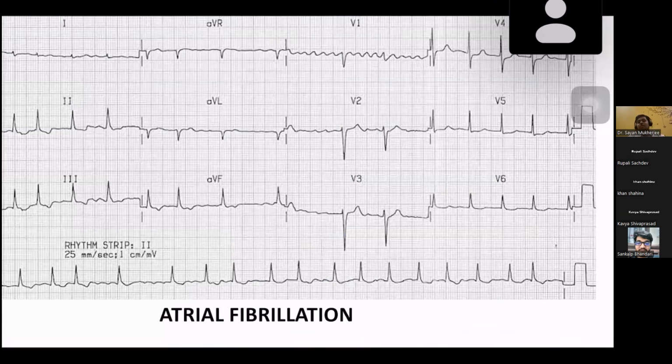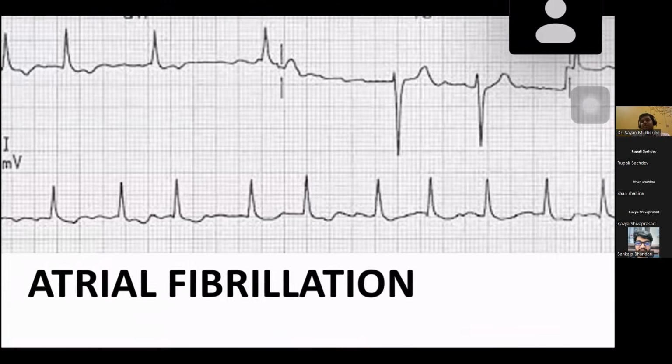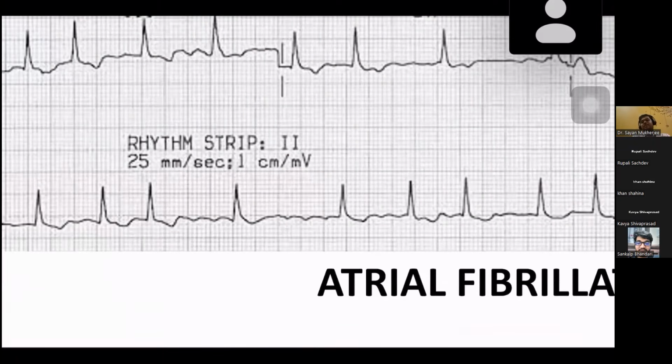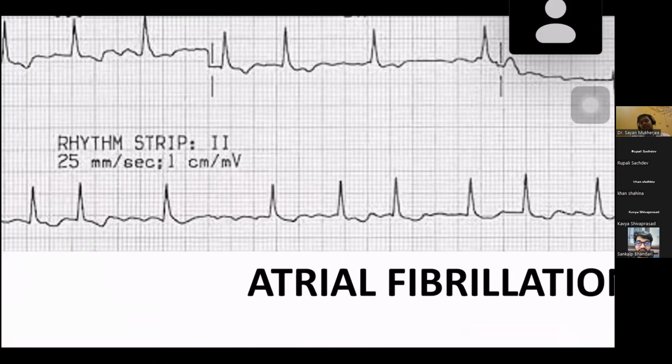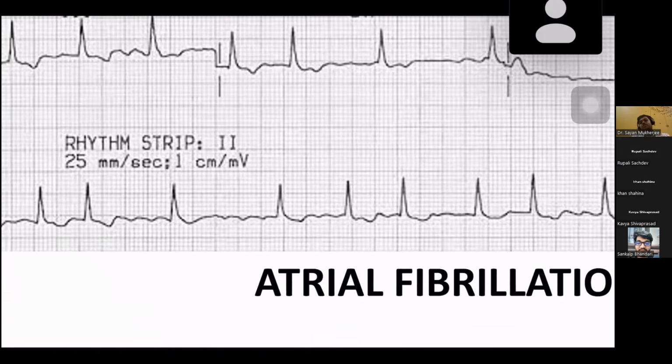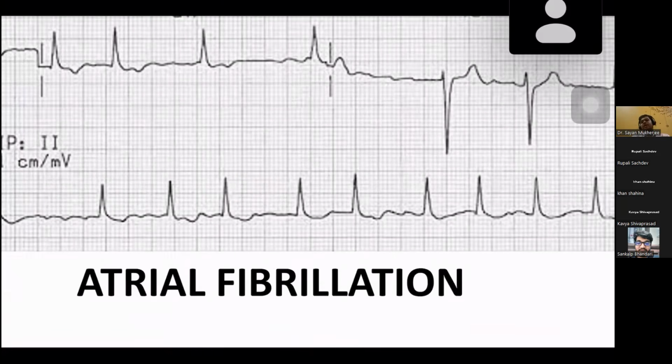I've already answered. This is AFib, a little different from the previous one. You see the baseline is not straight. It is tachycardic, of course. The baseline is a little fibrillatory, it's uneven.